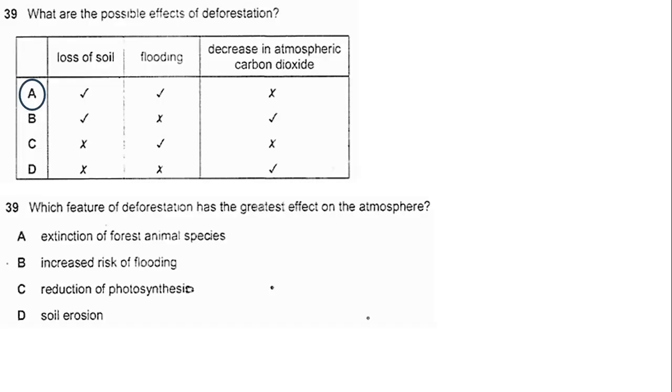Which feature of deforestation has the greatest effect on the atmosphere? So, reduction of photosynthesis. But actually deforestation causes extinction. Why didn't I use it? And it causes flooding. And it causes soil erosion. These are all side effects of deforestation. Please read the question carefully here. The question is asking about the effect on the atmosphere. Please make sure you read all the elements of the question.